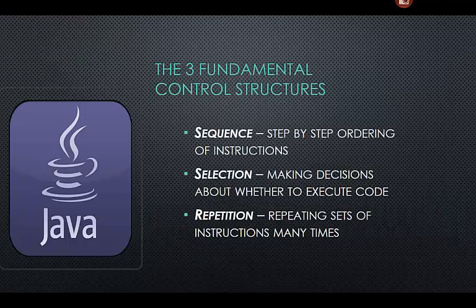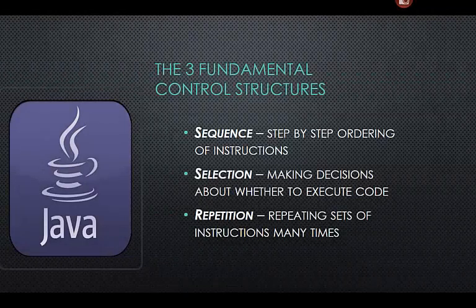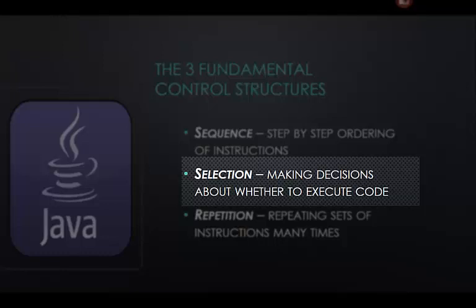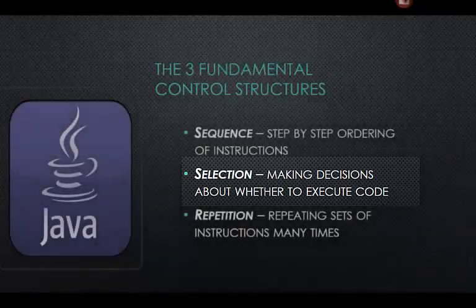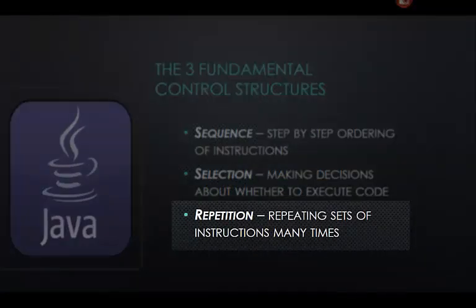Before diving into the textbook and details of coding, let's step back and examine the context of making decisions in terms of programming logic. Here are the three fundamental control structures provided by all programming languages. Sequence. We want to do a step-by-step ordering of the instructions that need to take place. Selection allows us to make decisions about whether or not to execute code at all or to choose between alternatives. And repetition allows us to repeat sets of instructions many times.